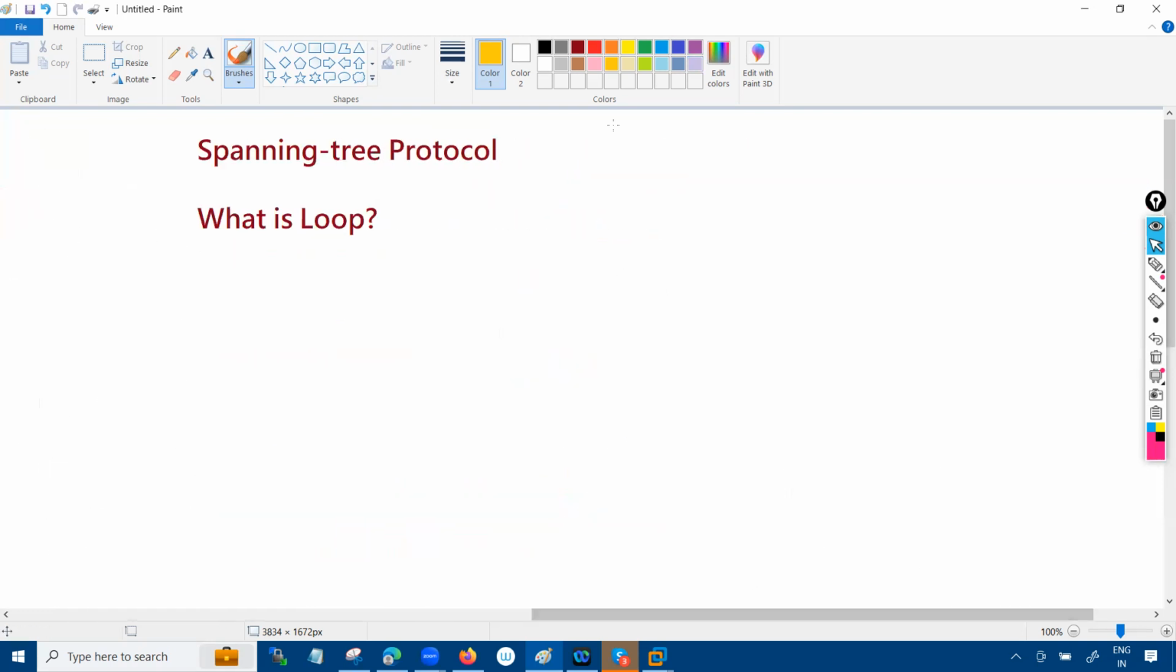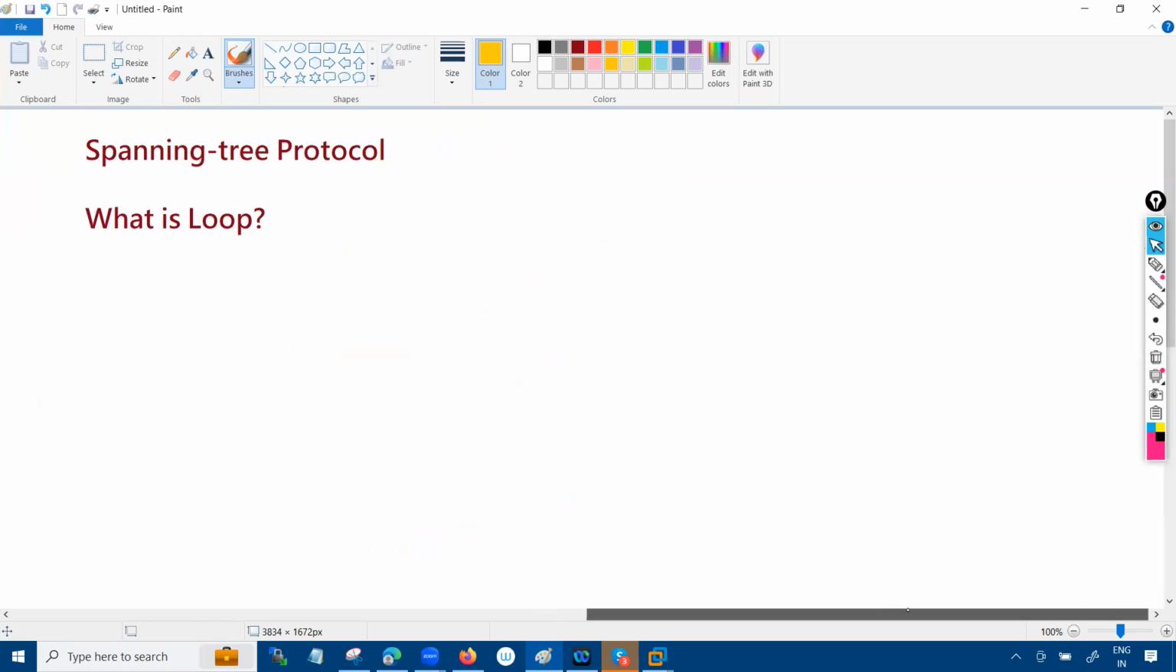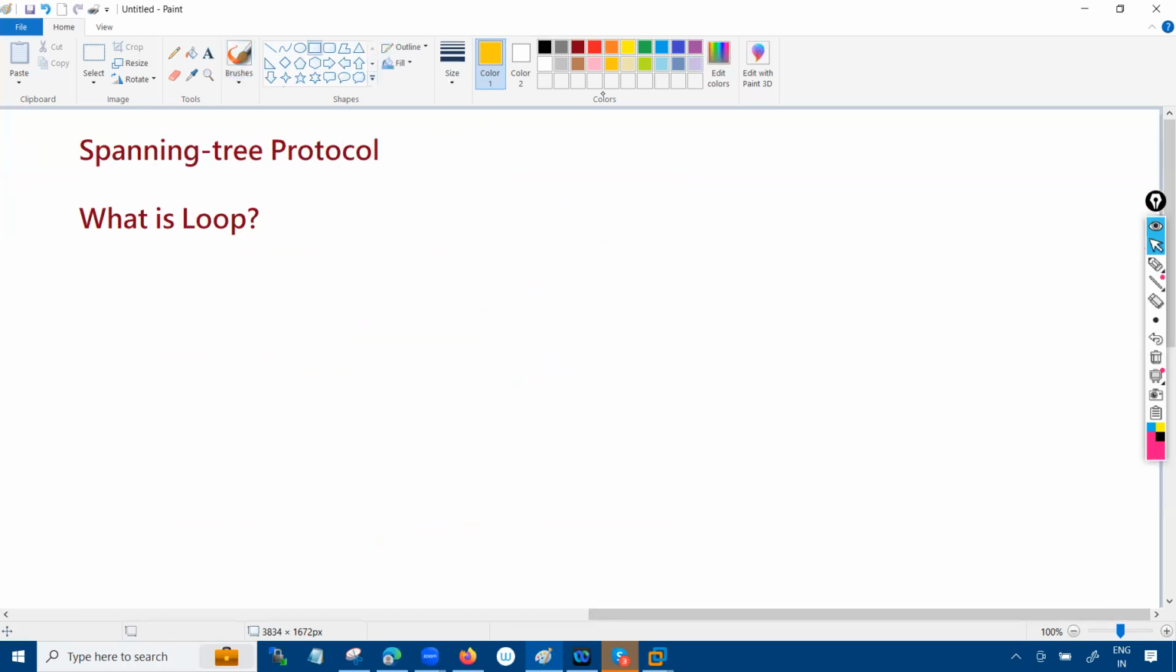Cheers. Now, before I start the spanning tree protocol, guys, first I'll let you know what a loop is. Can anyone define what a loop is? Does anyone have an answer for what a loop is?